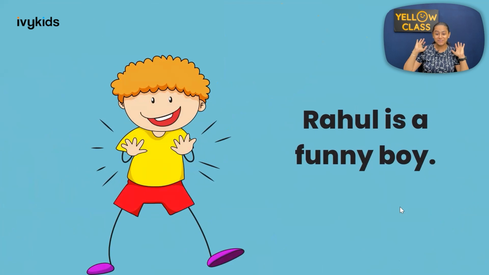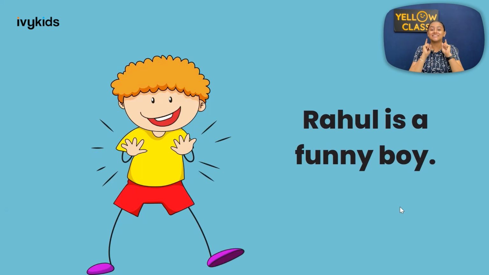Rahul is a funny boy. Right now, as I'm talking about Rahul, so what is Rahul in the sentence? Rahul is a subject. And as I'm talking about one person right now, now my kids, quickly tell me whether Rahul is a singular subject or a plural subject. Yes? Oh, wonderful.